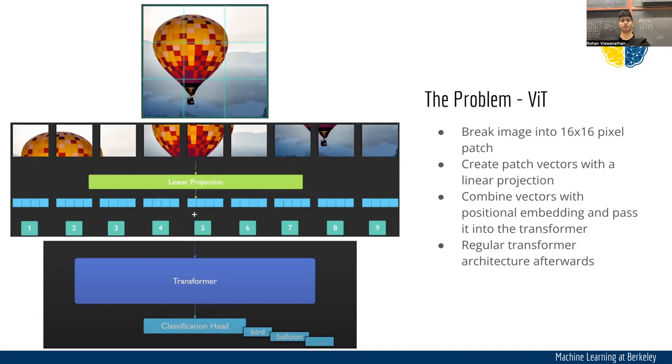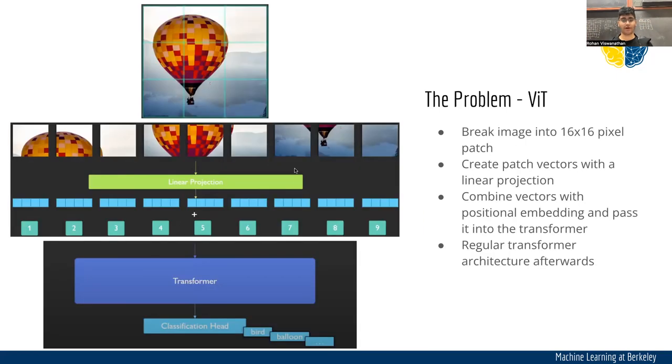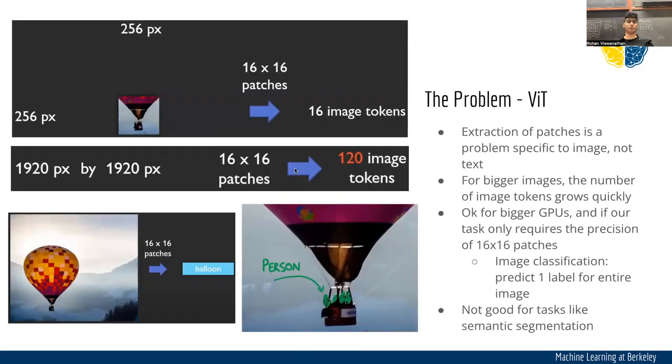Is this a bird, a balloon, a blue sky? In this case, it could be a little bit of everything. But we're breaking the image into these 16 by 16 patches. This generates, right, 16 image tokens as we break it down, given the size of our image, depending on how we break this down, where each 16 by 16 patch contains 256 pixels.